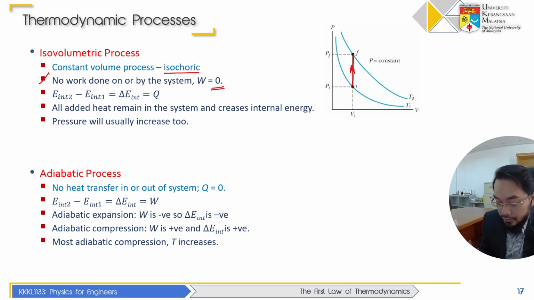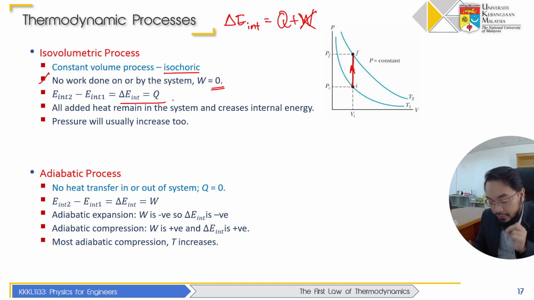So when W is 0, when you fit it inside the first law of thermodynamics, which states that delta E int, the change in internal energy, is equal to Q plus W, then if W is 0, the change of internal energy is equal to the heat transfer. All added heat remains in the system and increases the internal energy. Pressure will usually increase too.